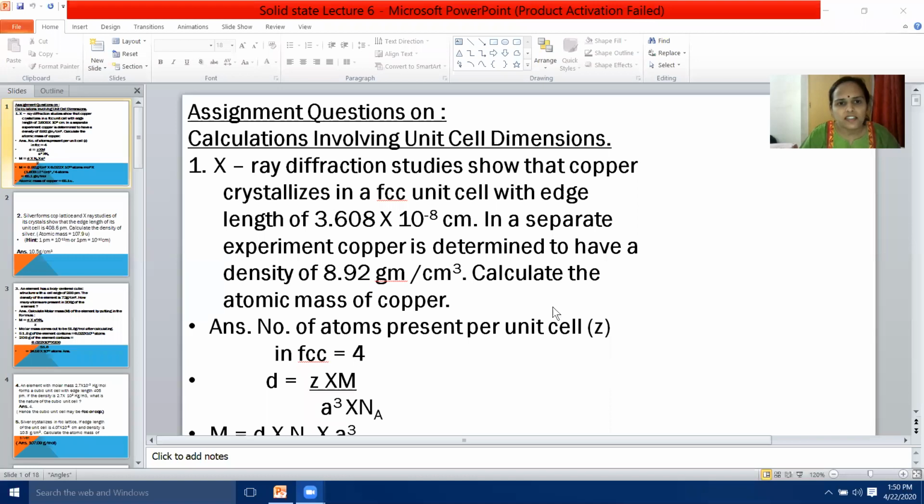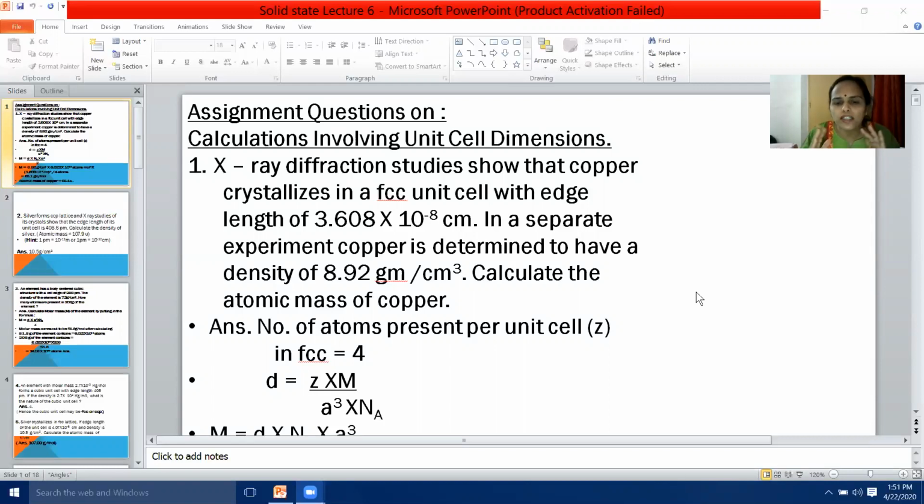So let us start with our first question. Here it is on my computer screen. The first question I read out. X-ray diffraction studies show that copper crystallizes in an FCC unit cell with an edge length of 3.608 into 10 raised to minus 8 centimeter. In a separate experiment, copper is determined to have a density of 8.92 gram per centimeter cube. Calculate the atomic mass of copper.